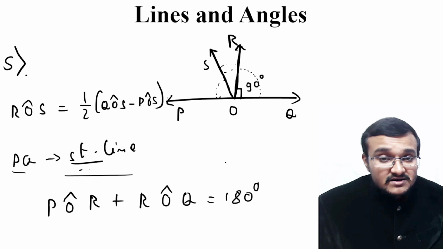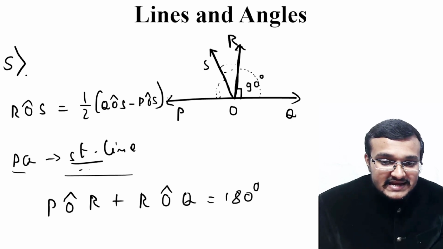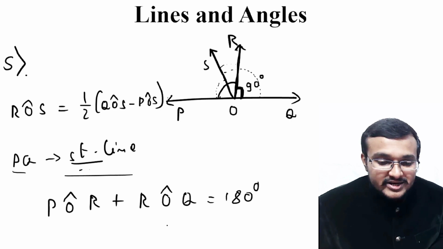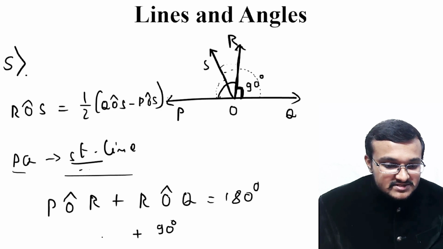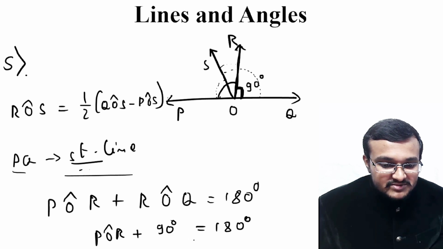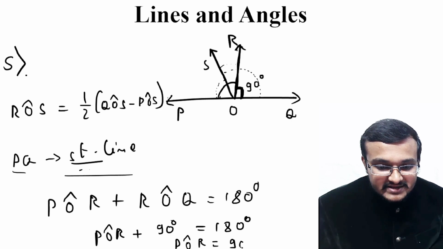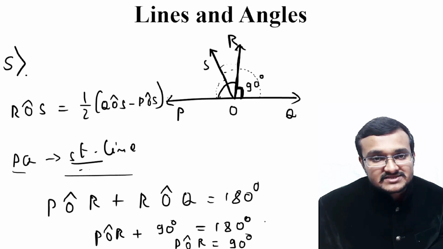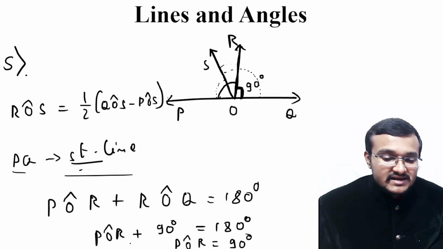Since PQ is a straight line, according to the linear pair axiom, this angle POR plus this angle ROQ is equal to 180 degrees, and we know that ROQ is 90 degrees plus POR. So POR plus 90 degrees is equal to 180 degrees. So that means POR is also equal to 90 degrees, because if you bring 90 degrees to the RHS, it will become 180 minus 90, and 180 minus 90 is 90.